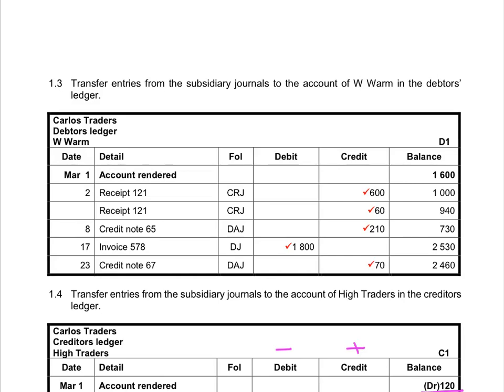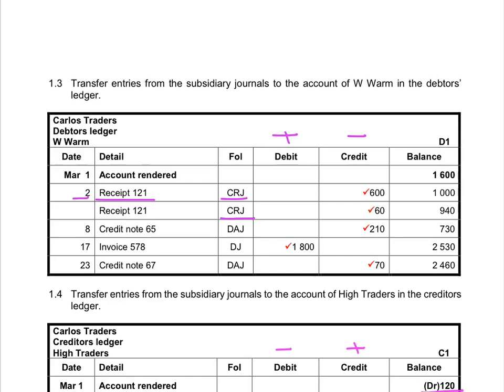We will open a separate debtors ledger for each individual debtor that we have in the business, and all their individual entries will be recorded in their personal account. If we look at the cash receipts journal, we received money and we allowed discount to W. Warm on the 2nd. We issued a receipt number 121. If he pays us money, we will reduce his account on the credit side because the asset increases on the debit side and decreases on the credit side.